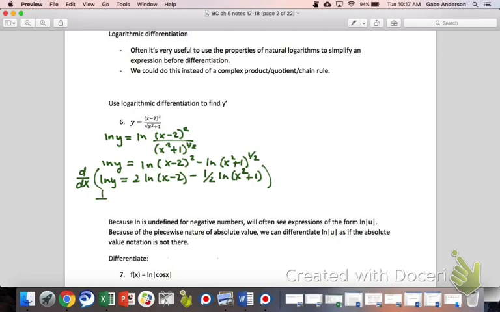1 over y times dy dx. Using the chain rule there, because we're doing d dx of a y term. And then I'm hoping that the rest of these will go pretty smoothly. For example, the first one, the derivative of 2 ln of x minus 2 would just be 2 over x minus 2.